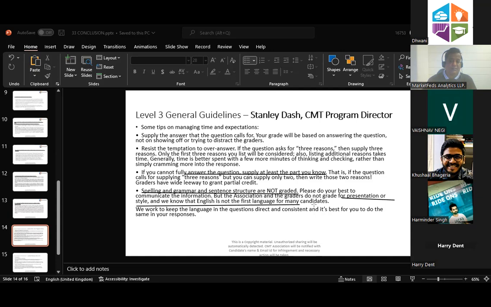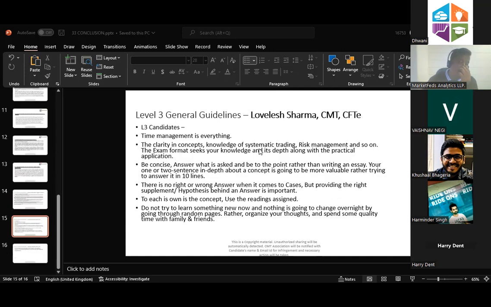You know that English is not the first language of many candidates. So even if it is broken language, if you have that justified answer, the justified hypothesis behind your answer, you will be able to get the marks. We work to keep the language and the questions direct and consistent, and it's best for you to do the same in the responses.